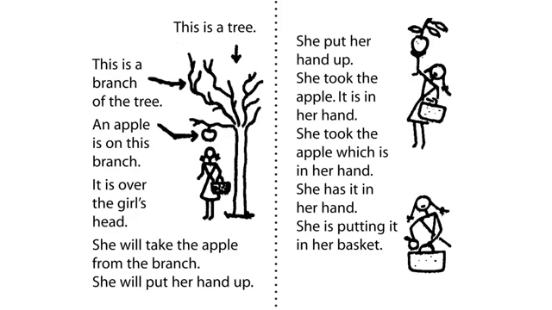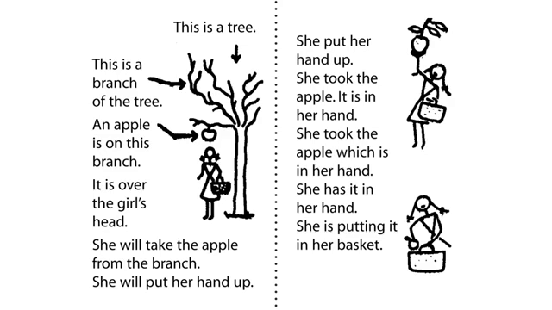This is a tree. This is a branch of the tree. An apple is on this branch. It is over the girl's head. She will take the apple from the branch. She will put her hand up. She put her hand up. She took the apple. It is in her hand. She took the apple which is in her hand. She has it in her hand.